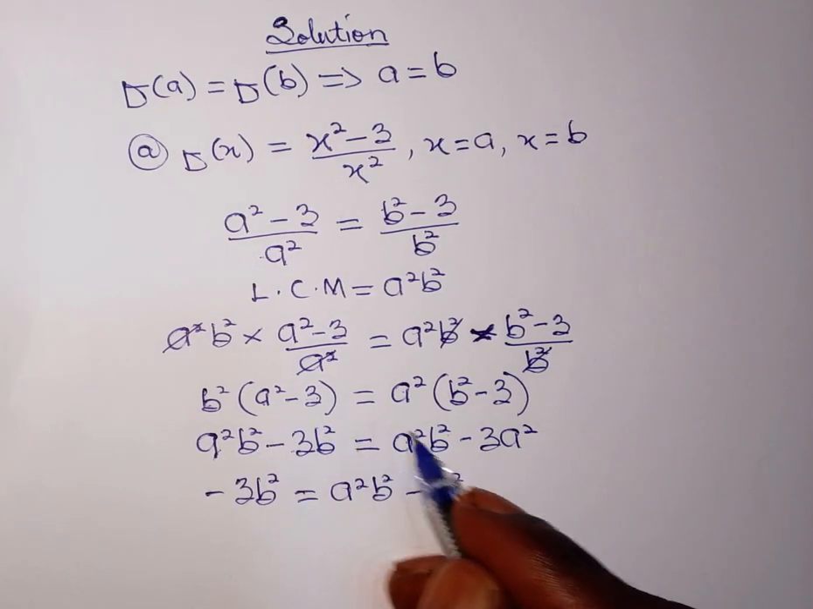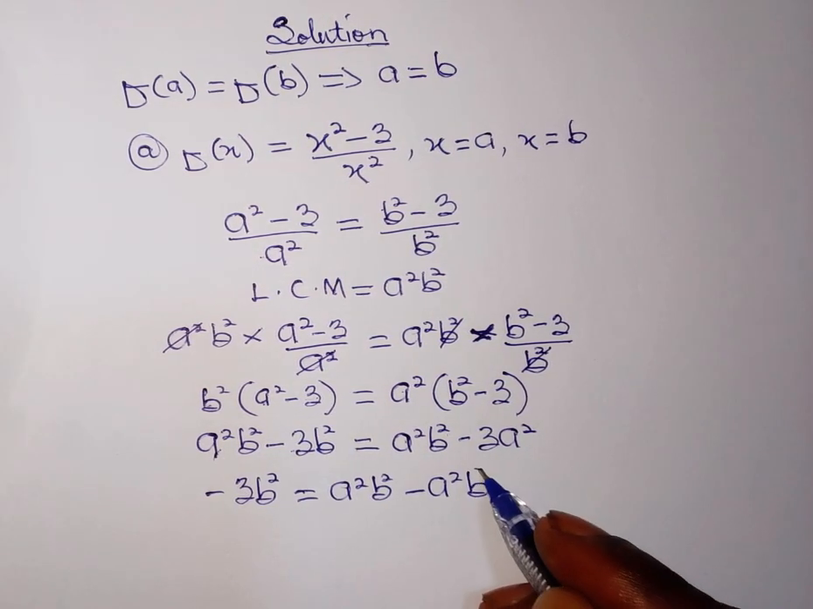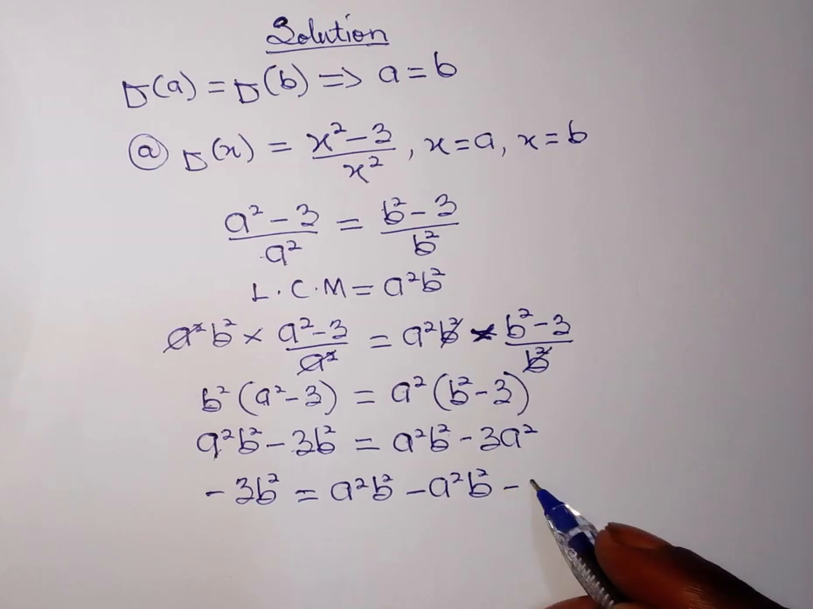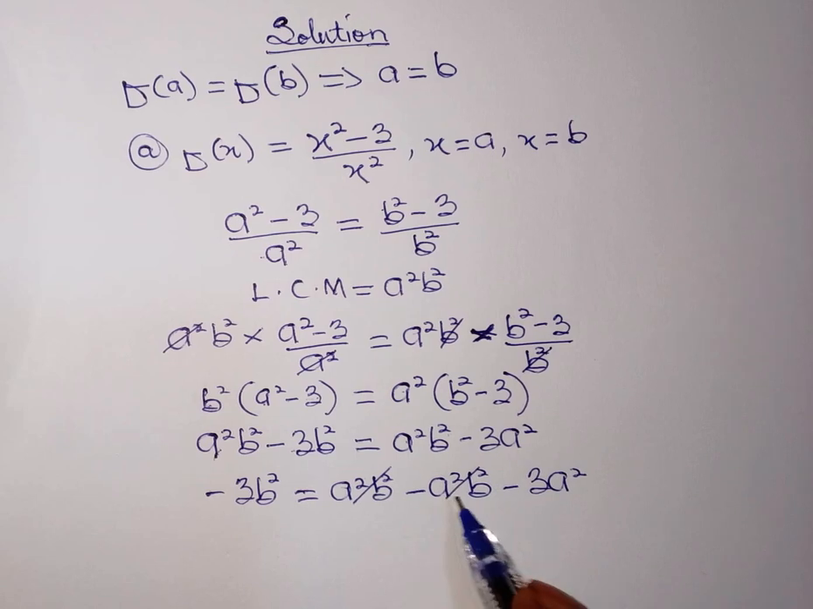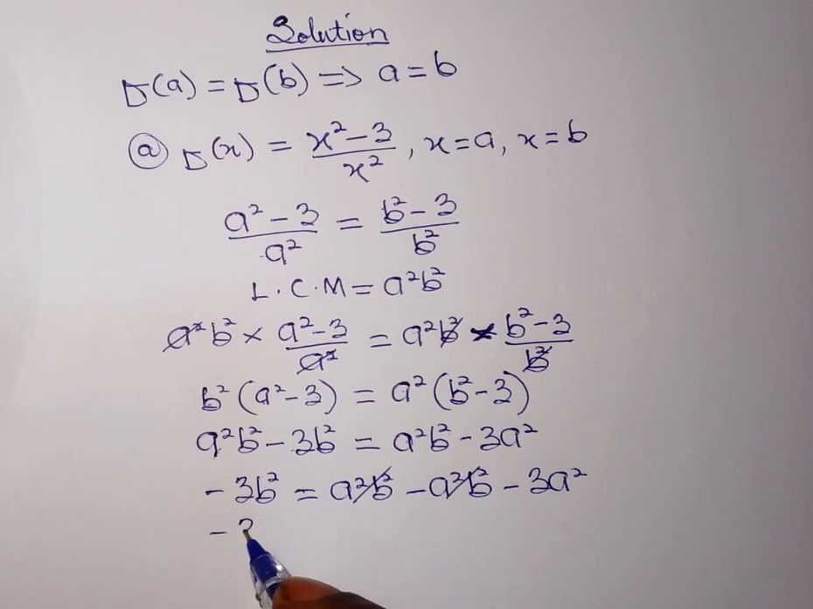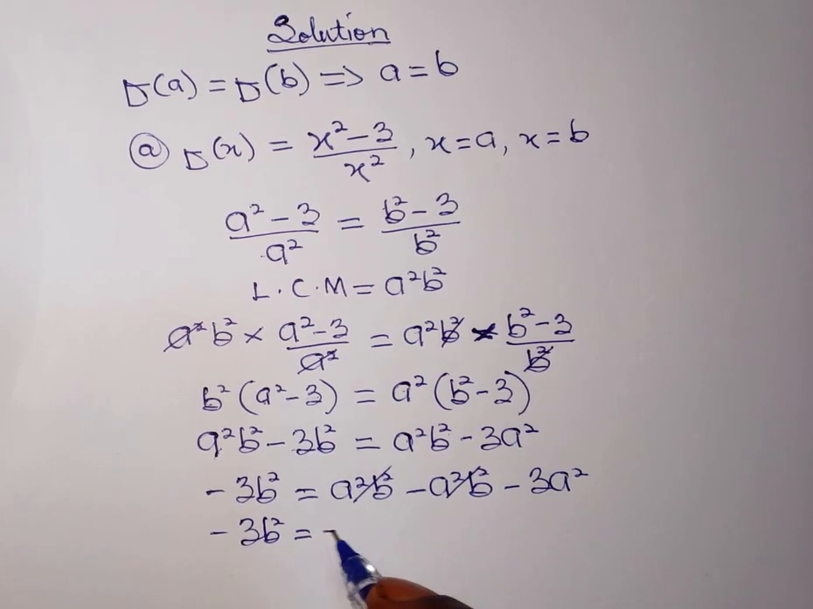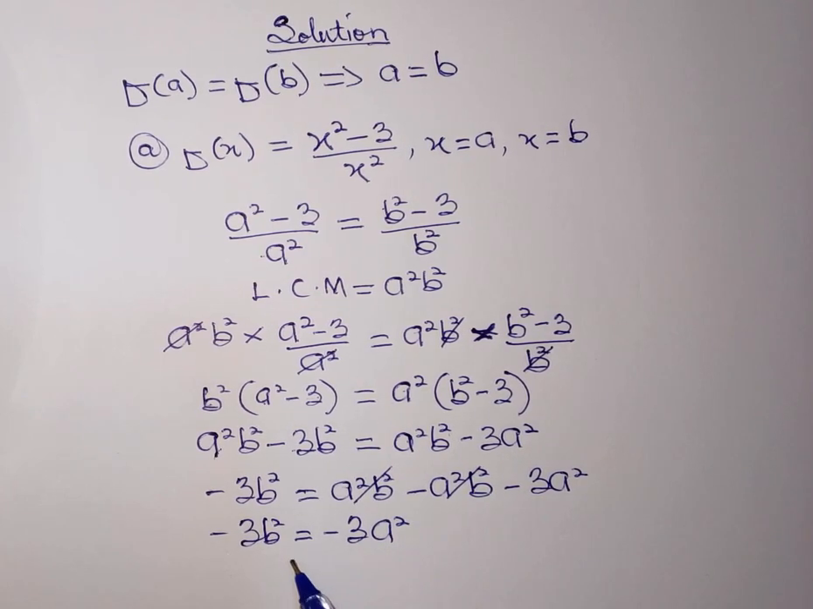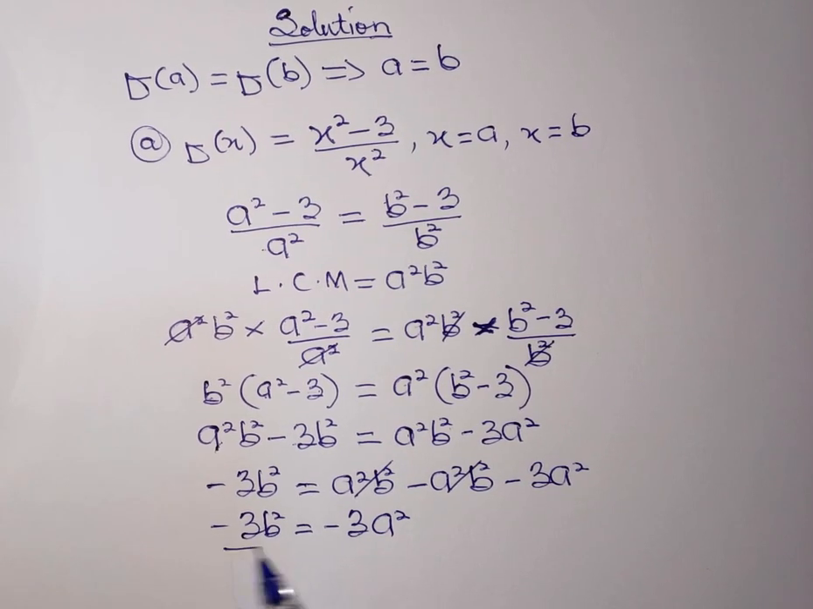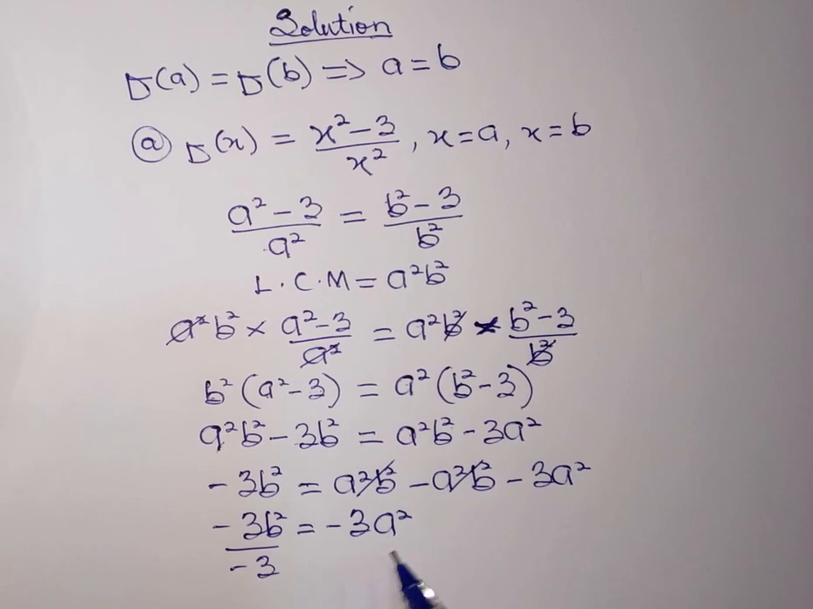I'm just transposing this here, minus b squared. Then we have minus 3a squared. So this one will go because they are like and they are the same. Okay. I will therefore have 3b squared is equal to negative 3a squared. Okay. All that I will do is I will just divide both sides by negative 3.